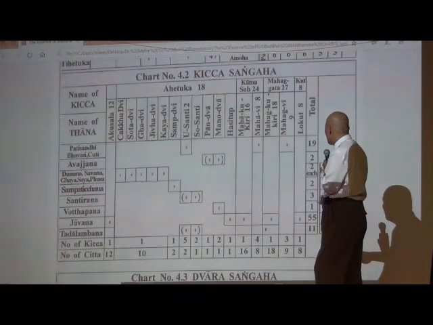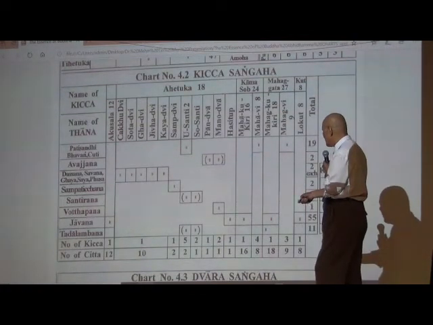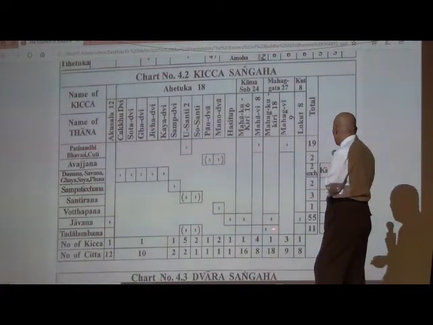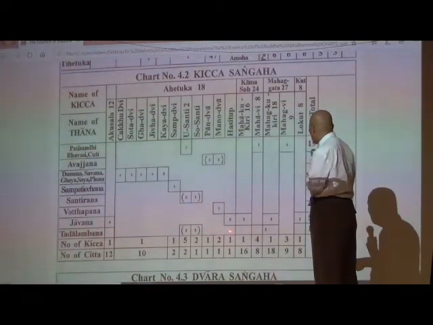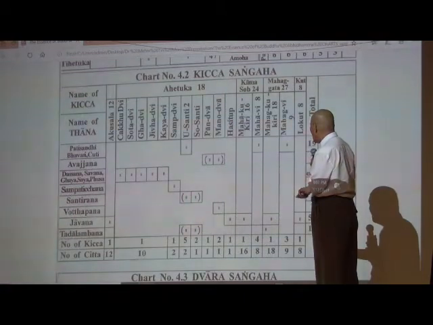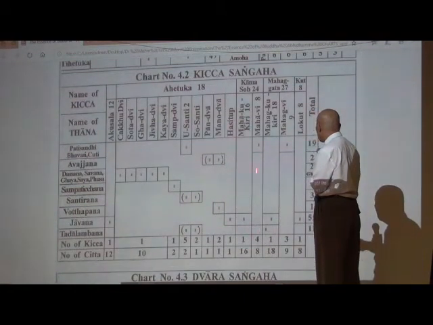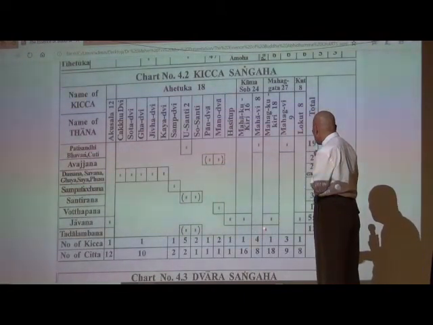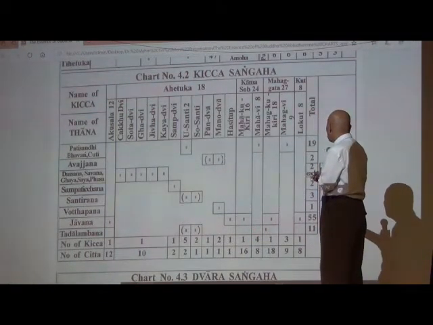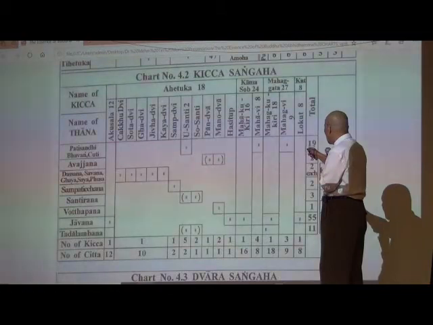And the remaining 26 arise in the mind door. And then the tadalambana is performed by the 11 chitta. When we count the number of chitta, the three santirana are already counted here, so we don't count them anymore. We just count the 8 mahavipaka chitta. They should be here.